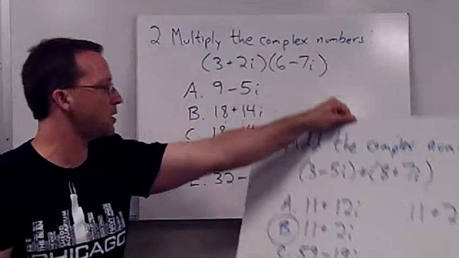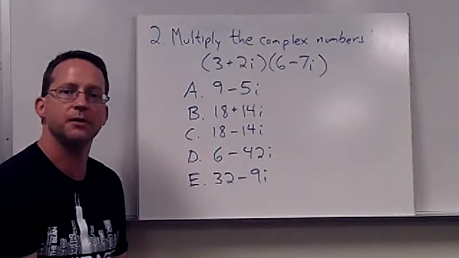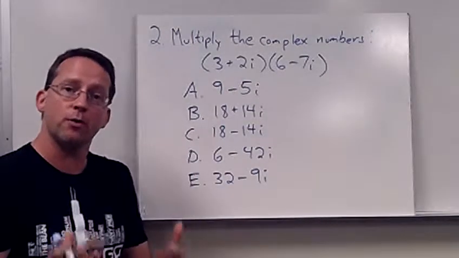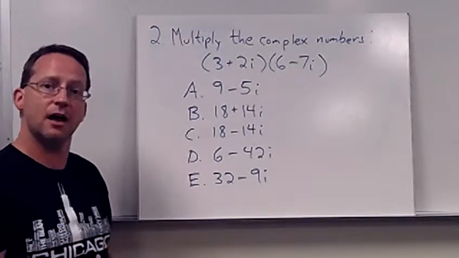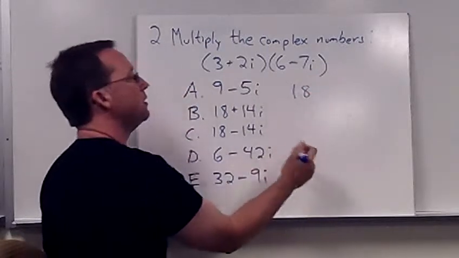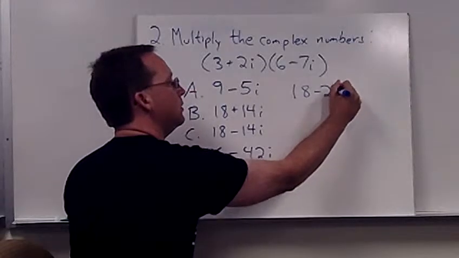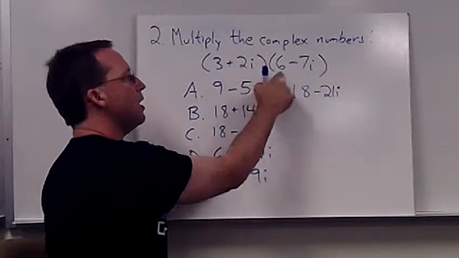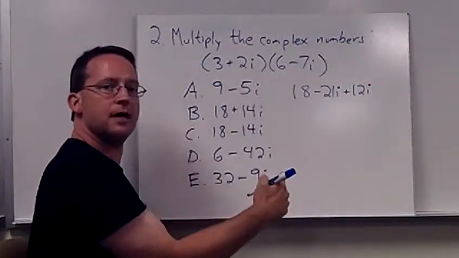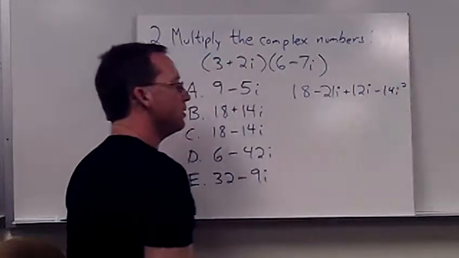All right? Your second warm-up is a multiplication problem. So see if you can remember how to multiply those complex numbers. Okay? Again, this looks like FOIL, and we start by doing a process of FOIL. Multiplying 3 times 6 is 18. Then our outer terms, 3 times a negative 7i, minus 21i. 2i times 6, a plus 12i. And then 2i times a negative 7i would be minus 14i squared.